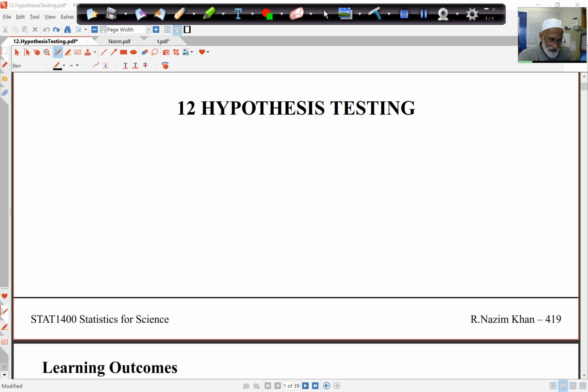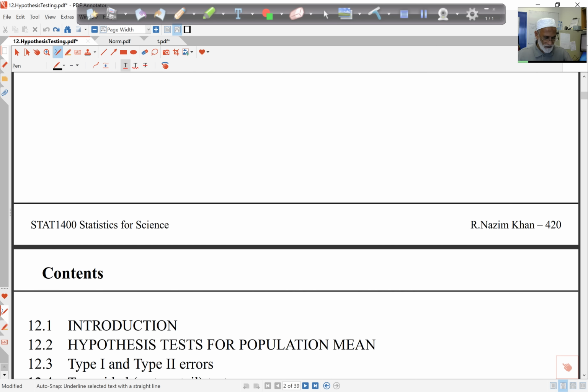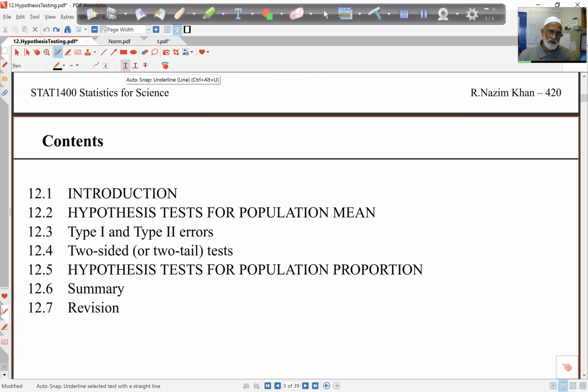Hello again. This chapter is on hypothesis testing. So we have previously looked at estimation, which was dealing with trying to obtain values of population parameters from samples. And here we are going to go further and make some decisions or investigations about the value of population parameters based on samples.